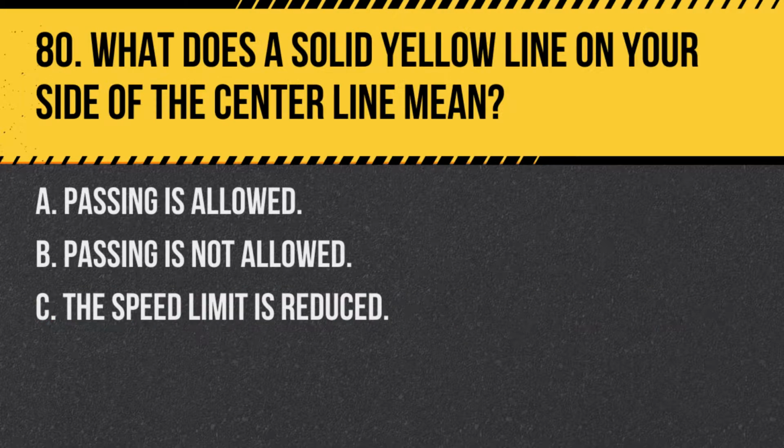Question 80. What does a solid yellow line on your side of the center line mean? A. Passing is allowed. B. Passing is not allowed. C. The speed limit is reduced.